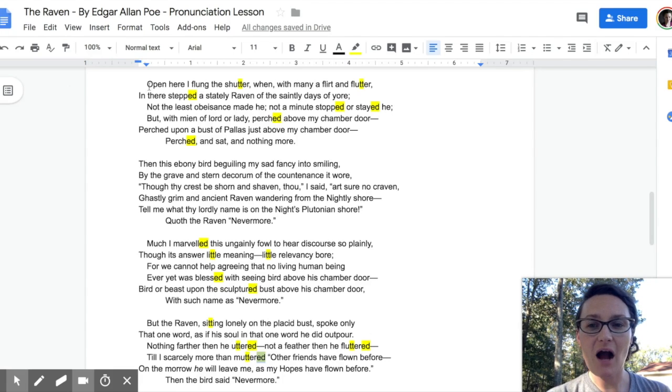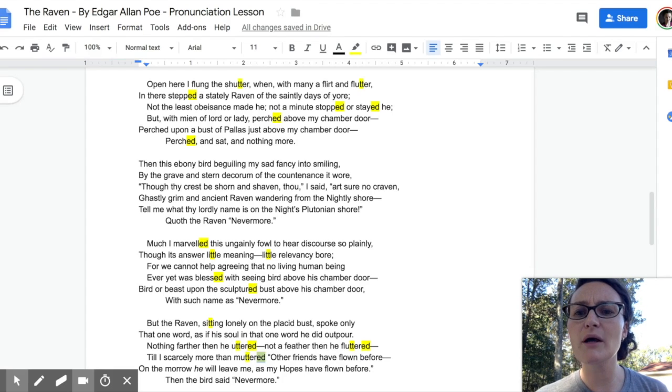Open here I flung the shutter, when, with many a flirt and flutter, in there stepped a stately raven of the saintly days of yore. Not the least obeisance made he, not a minute stopped or stayed he, but with mien of lord and lady perched above my chamber door, perched upon a bust of Pallas, just above my chamber door, perched and sat, and nothing more.